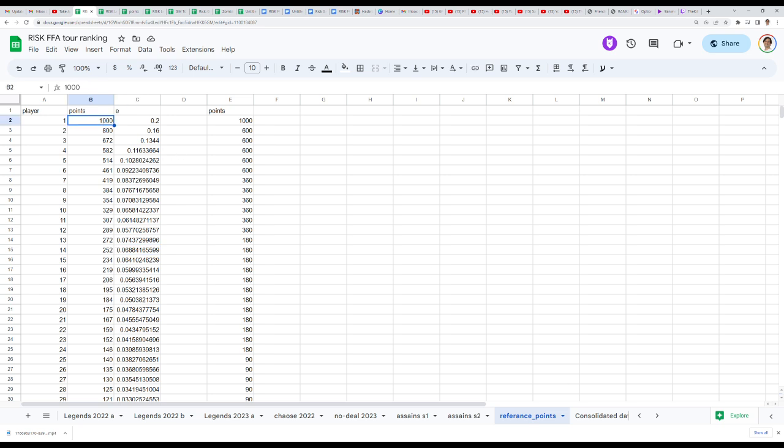So this is the reference points. It starts with 1,000 and it drops down like 20% to second place and then 16% to the next, etc. The reason that this factor goes down is because it multiplies itself. So this 16% is the 20% minus 20%. This 13% is 16% minus 16%. And the reason this calculation makes it so that when you double the amount of players, the points go down by the same percentages.